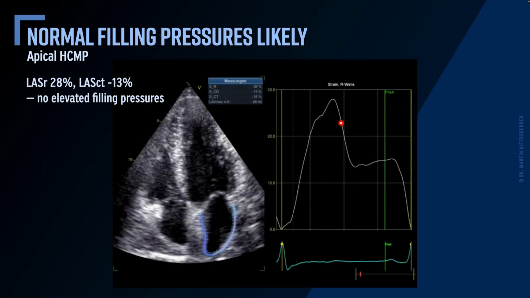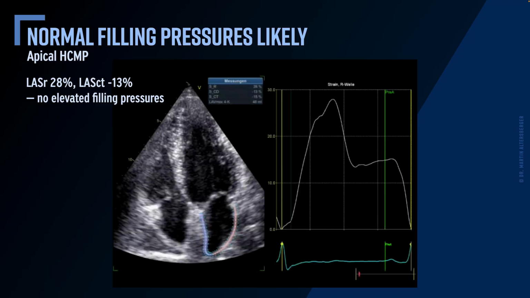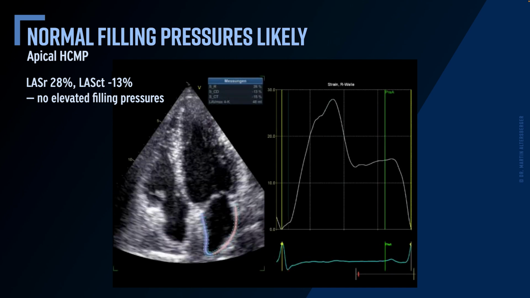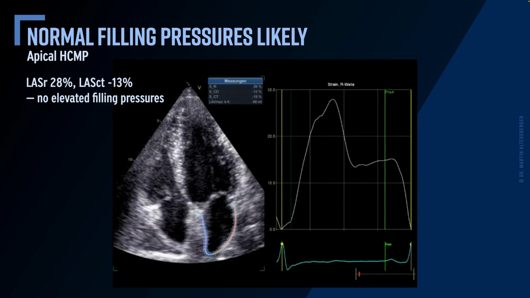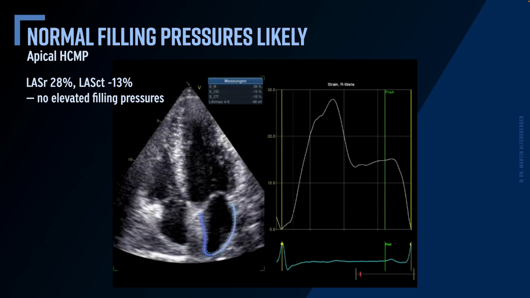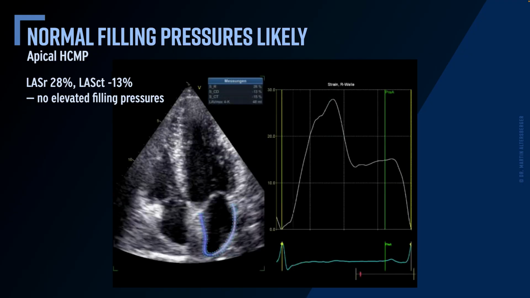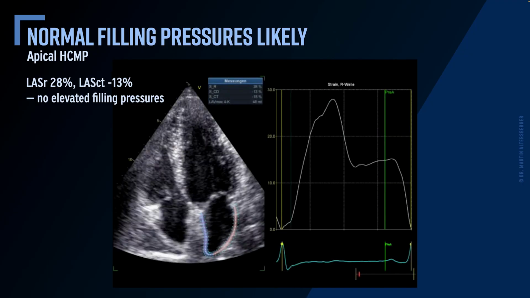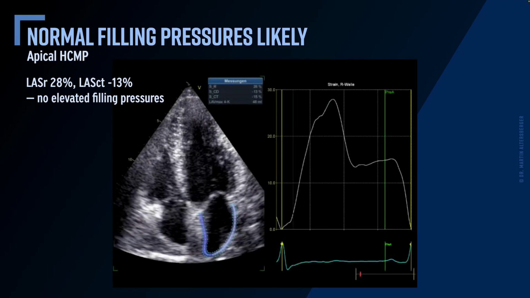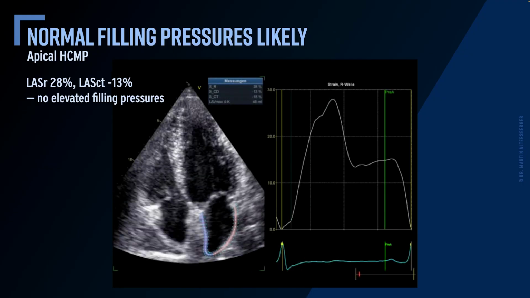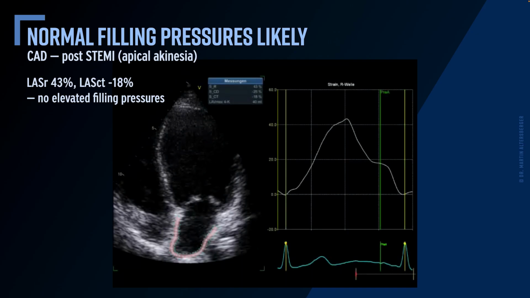You have a nice strain curve over here. The detection of the pre-A was also quite nice, and we have a left atrial strain reservoir phase of 28% and the contraction strain of -13%. This patient had already had an episode of paroxysmal atrial fibrillation, but all the measurements we took here show that filling pressures are most likely in the normal range.